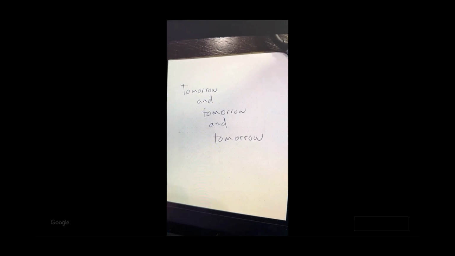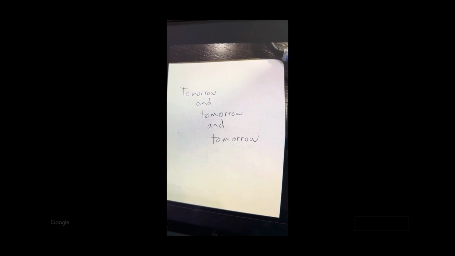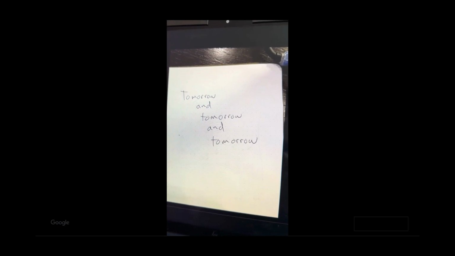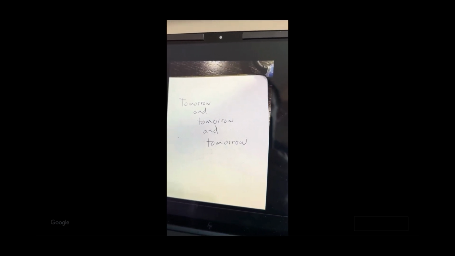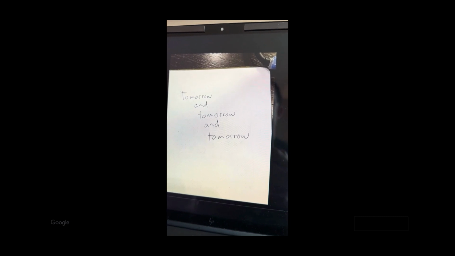Read this quote and then tell me where it's from. The quote says, "Tomorrow and tomorrow and tomorrow." That's a famous line from Shakespeare's play Macbeth.